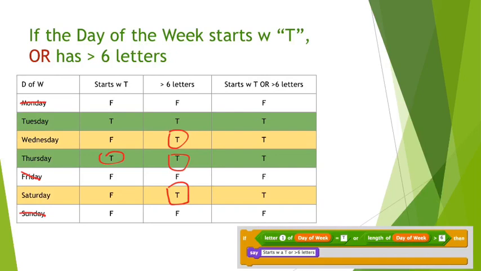And here's the code that you would use in Scratch to designate this conditional. So if letter 1 of day of the week is T, or length of day of the week is greater than 6, then starts with a T or is greater than 6 letters. So then you're going to include some little operation in here in your conditional statement.